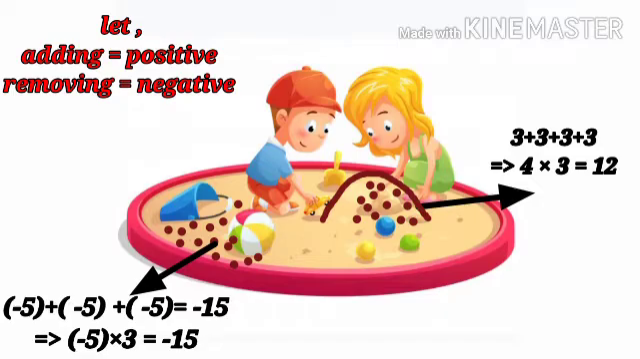Adding of pebbles is positive, as you all know. So initially she adds 3 pebbles, then again 3, and she repeats it 2 more times. So 3 plus 3 plus 3 plus 3 is equal to 12. Or in other words, 4 into 3 is equal to 12, which means 4 times plus 3. This is nothing but multiplication of integers. So the total number of pebbles added is 12.